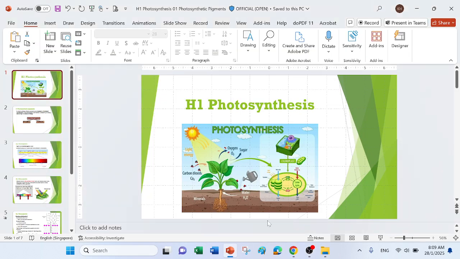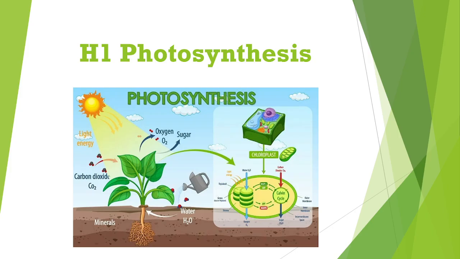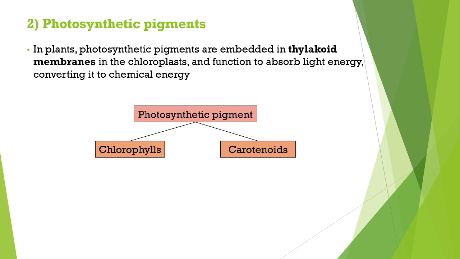Okay, so we are looking at photosynthesis at the H1 level. We'll be looking at the photosynthetic pigments, which are pigment molecules embedded in the thylakoid membranes in the chloroplast, and they function to absorb light. So light contains light energy, right? It's an energy. And the energy will be converted by the photosynthetic pigments into chemical energy.